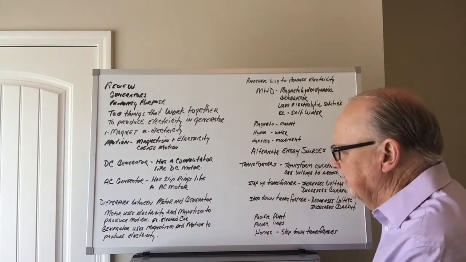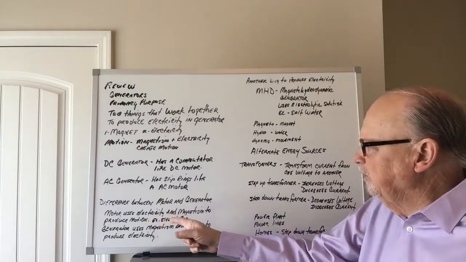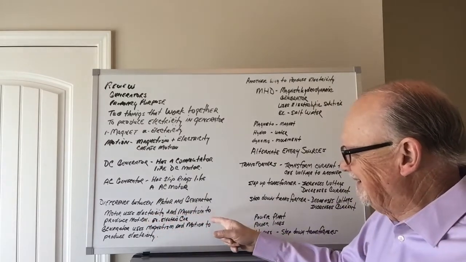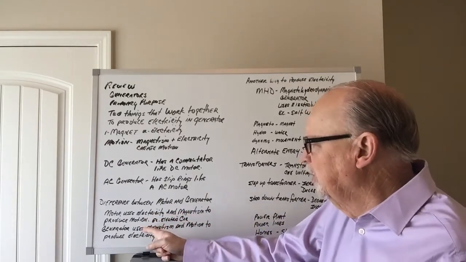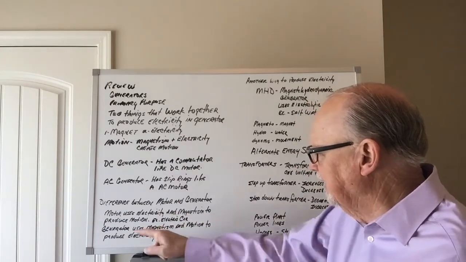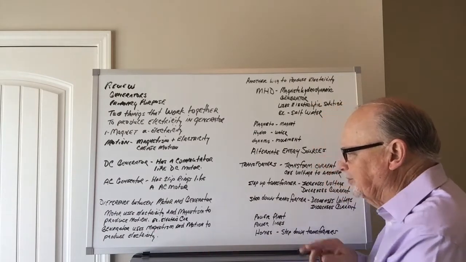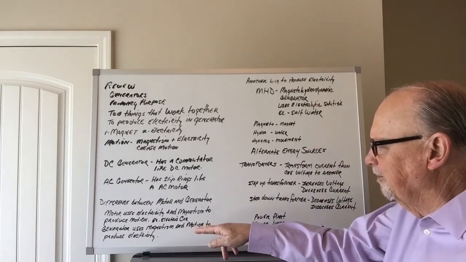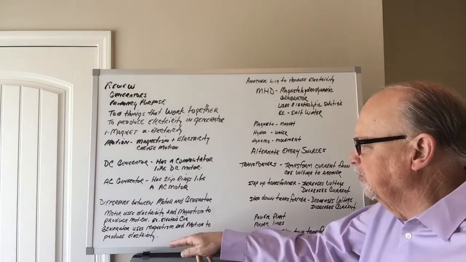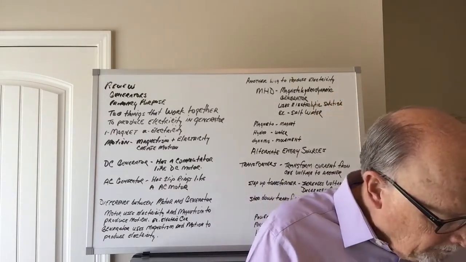Notice I've written here the difference between a motor and a generator. A motor uses electricity and magnetism to produce motion. We know that. Example of electric car, I'll talk about that in a moment. A generator uses magnetism and motion to produce electricity. So they're kind of opposites in that way.